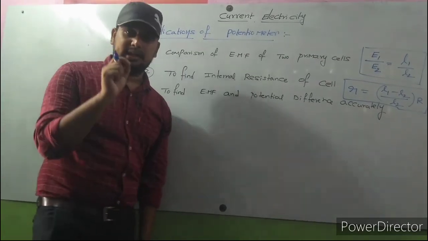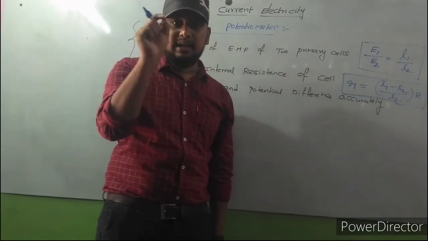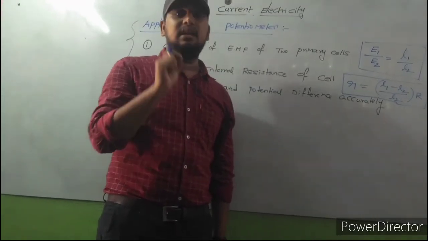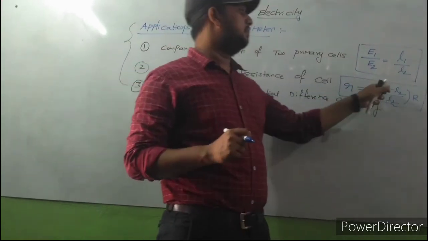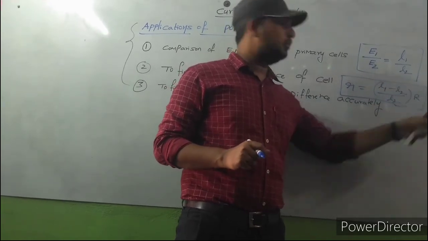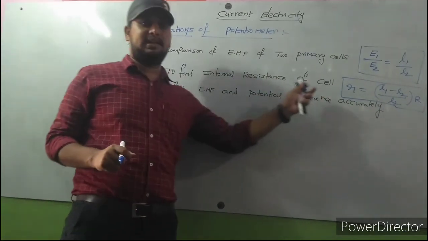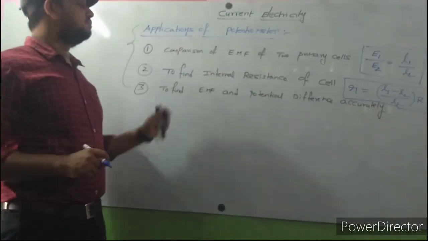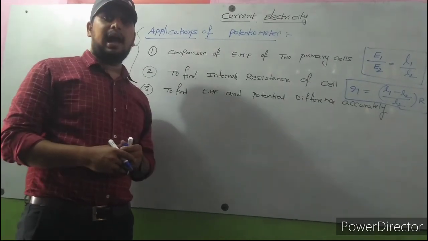Every cell contains internal resistance. Internal resistance is indicated with a small r. External resistance is indicated with a capital R. Small r is equal to (L1 minus L2) by L2 into R, where L1 and L2 are balancing lengths. And the third application is to find EMF and potential difference accurately.